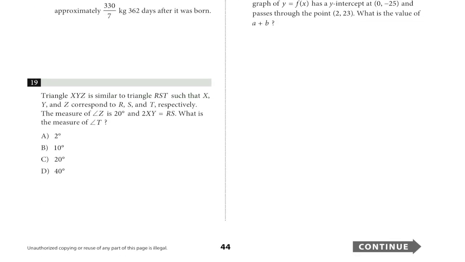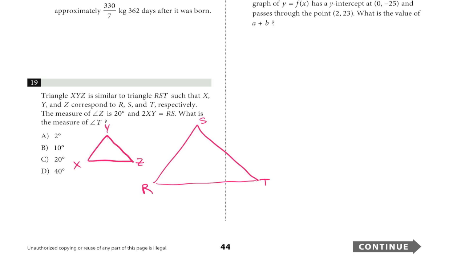All right, number 19. Triangle XYZ is similar to triangle RST such that X, Y, and Z correspond to R, S, and T respectively. The measure of angle Z is 20 degrees and 2XY equals RS. What is the measure of angle T? So we're going to draw two triangles. Let's say we have triangle XYZ, and then triangle RST is similar to it. I'm just going to draw a rough approximation, and R has to be in the same spot as X, and S is in the same spot as Y, so S will go up here, and then T is in the same spot as Z.